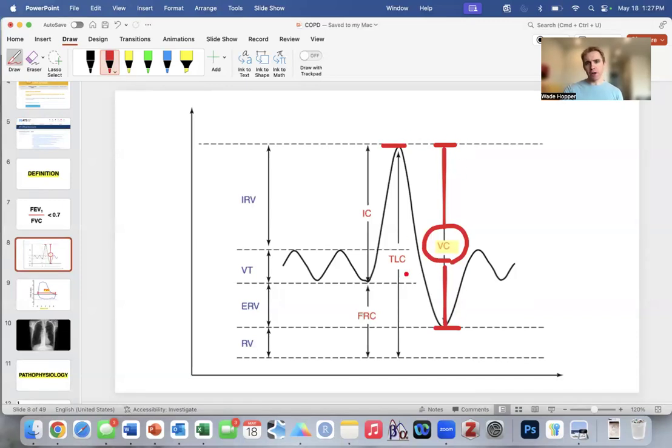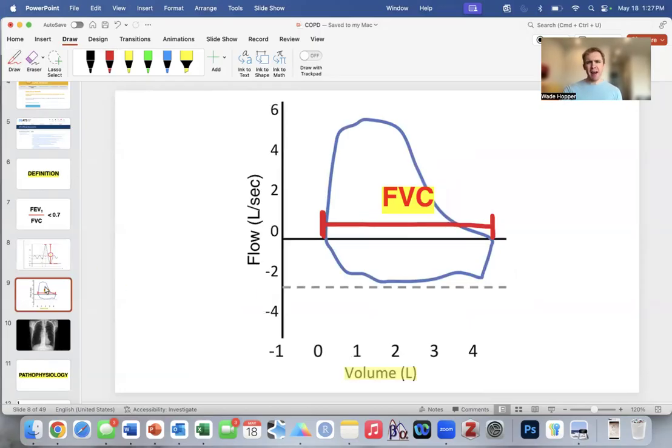All the way down that volume of air to the maximum amount of air you can expire out, down there at the trough of the graph. So your vital capacity is the volume of air in one breath. And if you look at a flow volume loop that you would obtain with spirometry, your FVC is just the total volume of air moved in one breath.